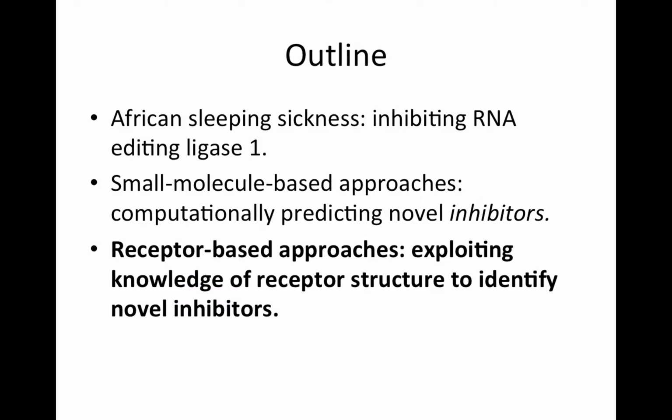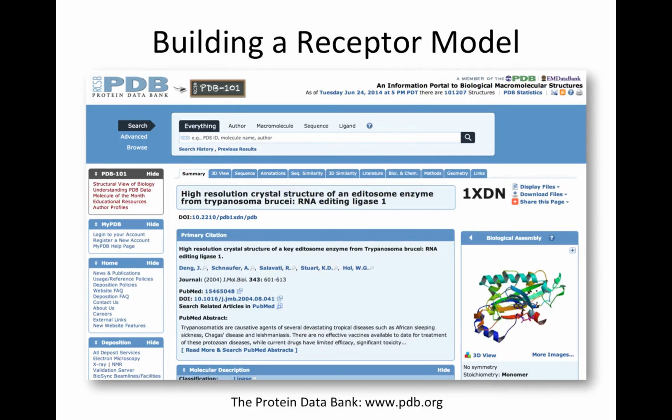The third and final general approach I'll discuss involves exploiting knowledge of the protein being targeted. This technique requires a structural model of the enzyme or receptor. Typically, these structures are derived from X-ray crystallography, NMR spectroscopy, or computational homology model building. A number of experimentally determined models are available from the Protein Databank, including a model of REL1 that was determined using X-ray crystallography.